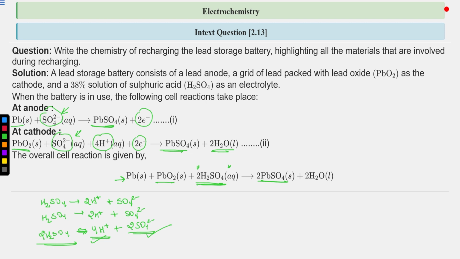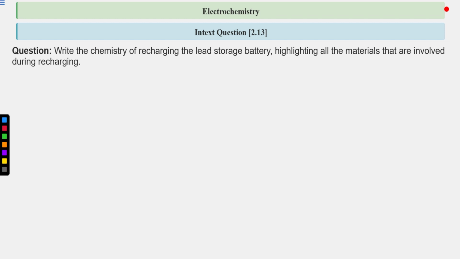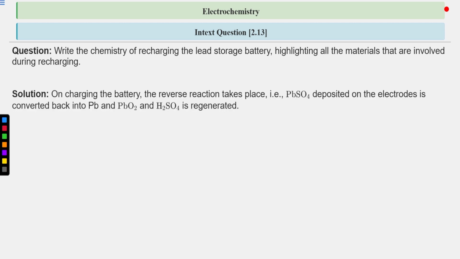So we have said already that the anode we will take as the lead anode and the cathode we will take as lead packed with the lead oxide. Okay, now moving on to charging the battery.